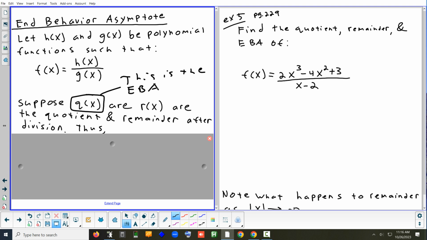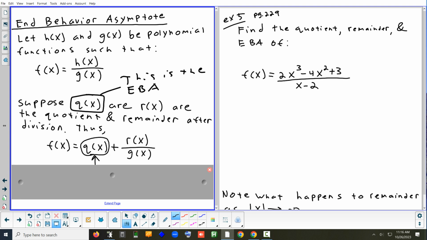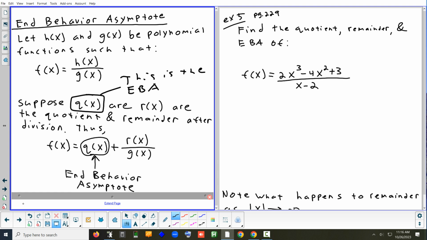So there's a couple ways you can find an EBA. You can do synthetic division, or you can do long division. And when you get the quotient, that's the EBA. Now, how come the remainder doesn't matter? Well, let's think about it. It's basically what I just wrote. This is the way I've written long division problems a lot. Quotient plus remainder over the original denominator.